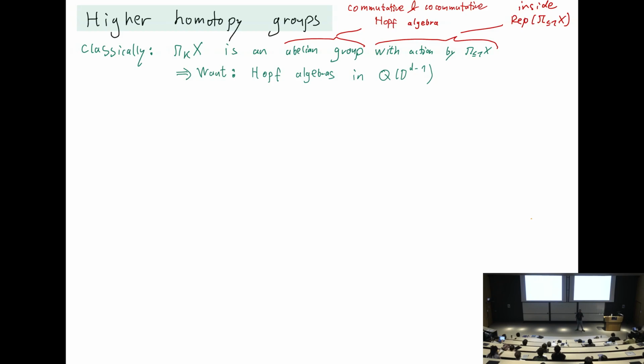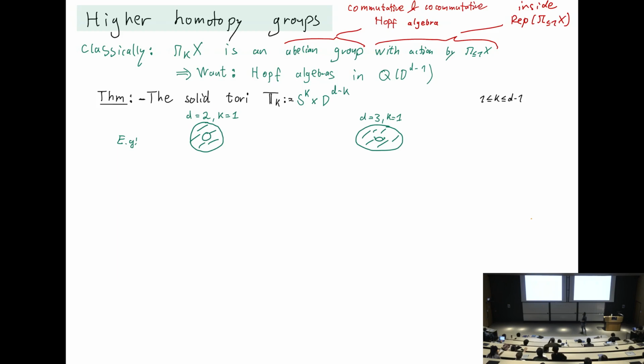And mathematically, a way to say abelian group with an action is to say this is the data of a commutative and co-commutative Hopf algebra inside the category of representations of the fundamental groupoid. So what we're really looking for is Hopf algebras in this category. And indeed, this is a theorem that these two data are equivalent. You can classify commutative and co-commutative Hopf algebras as these.